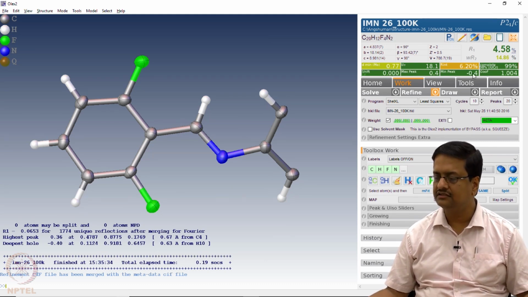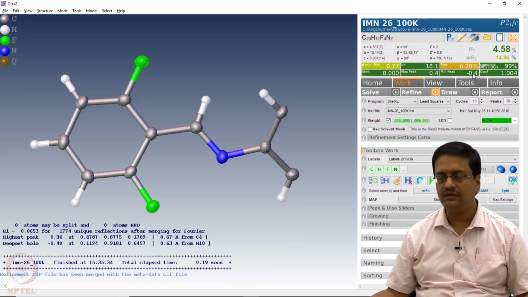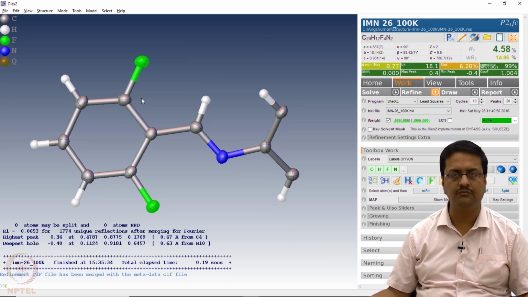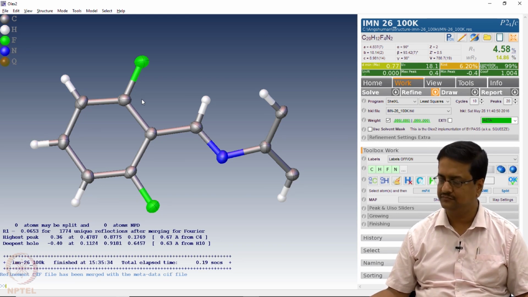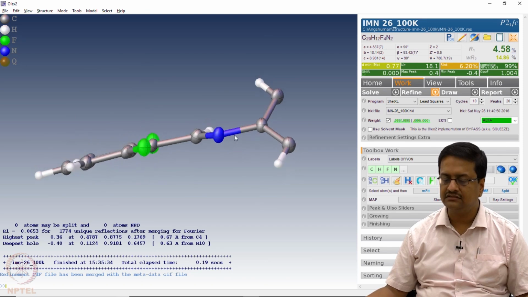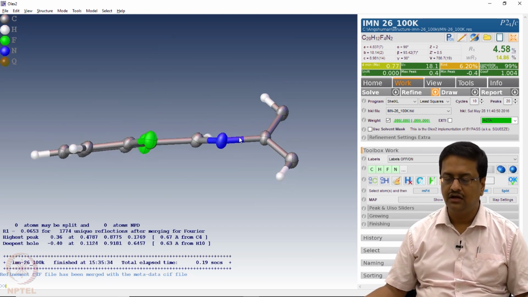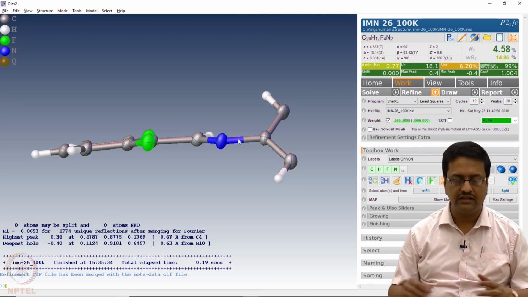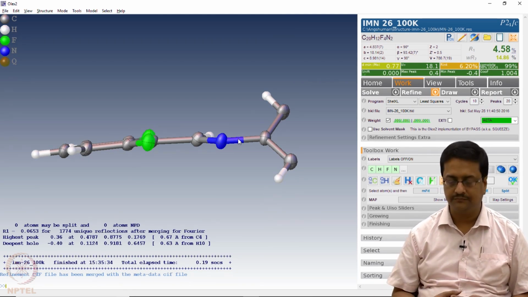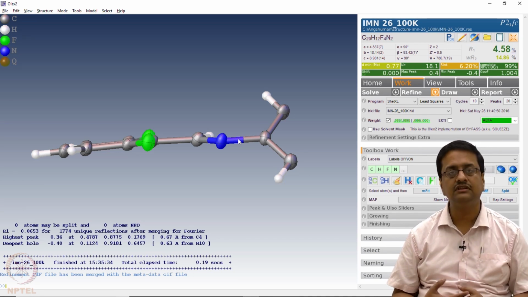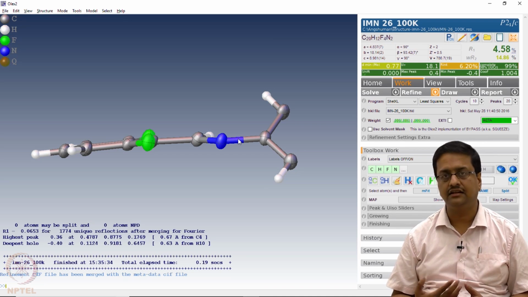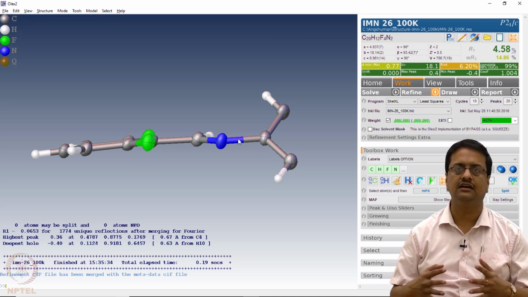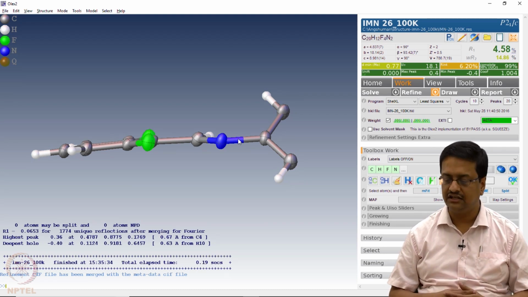When everything is green, it indicates that the structure refinement is complete and things have gone in the right direction. So in today's lecture, I have shown you how the structure refinement can be done both theoretically and also with the data. So with this, we conclude the portion on single crystal X-ray diffraction: how the data is collected, how the structure solution is done, and how a refinement is completed.